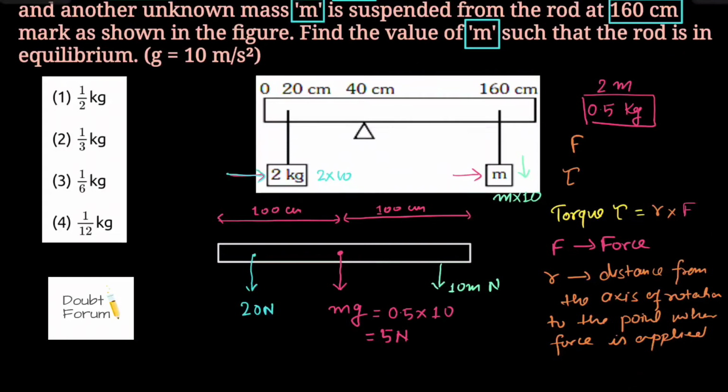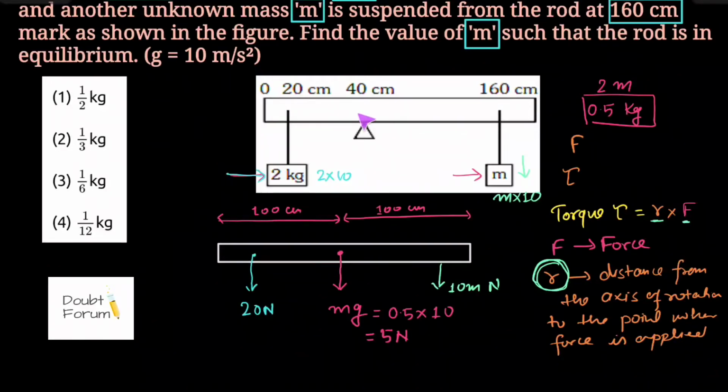The second thing which we need to find before we apply the torque equation is the value of this r. Because to find the torque, we need force as well as the value of r. Forces we have already marked. And the next thing is to mark the value of r. The value of r is the distance from the axis of rotation to the point where the force is applied.